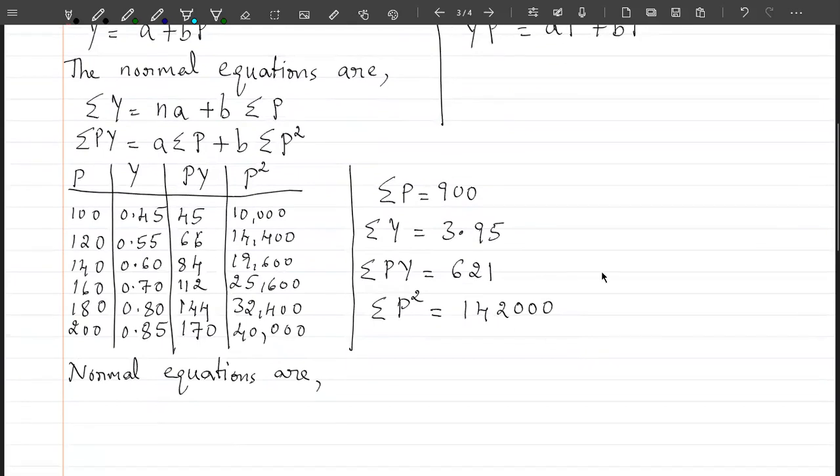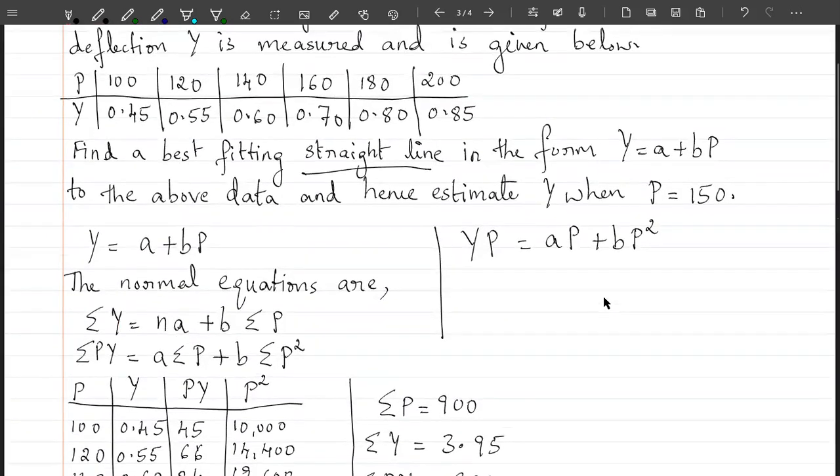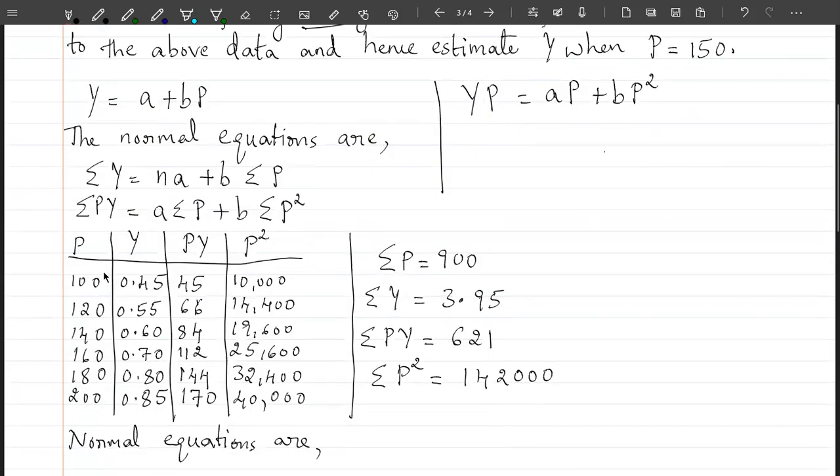Now let's make the required computation table. The values of P and Y are given to you as P is given here 100, 120, 140, 160, 180, 200. Write it over here. Then capital Y values are also given to you. Write them here. And these are the two values which you have to compute here, that is summation of PY. So make the column for PY. So multiply the value of P and Y. You will get these corresponding values here. Then make the column for P square.